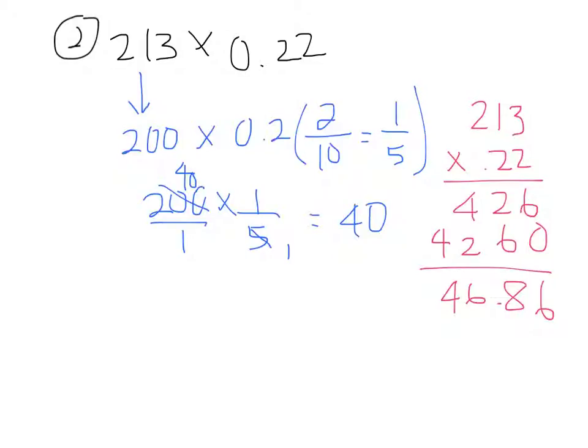So if I had taken 213 and I did on the high end, let's say 220, times, and I made 0.22 on the high end, let's say 0.3, so if I would have multiplied those two together, I would have gotten 66, right? Between 40 and 66, that's a huge gap, right? So in this case, estimating higher is not to my advantage. I should have taken the lower estimate.